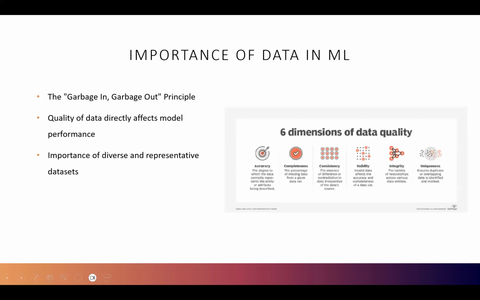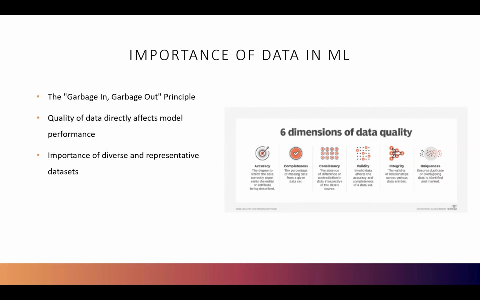Okay, so what is the importance of data? In essence, in machine learning, I think of data as the most important thing in machine learning. Because if you have good data that is accurate, complete, consistent, valid, and with integrity and uniqueness, you can develop very strong machine learning models. However, if you take data that is not accurate, not complete, not consistent, if you did not validate the data, if the data is non-unique, then you can fall into the trap of what they refer to as the garbage in, garbage out principle.